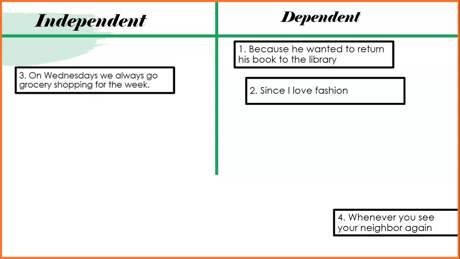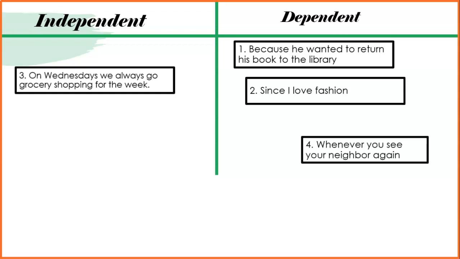On Wednesdays, we always go grocery shopping for the week. We have all our information there. That's an independent clause. Whenever you see your neighbor again, whenever is a subordinating conjunction. It's a word that lets us know we're missing information because we don't know what you need to do whenever you see your neighbor again.